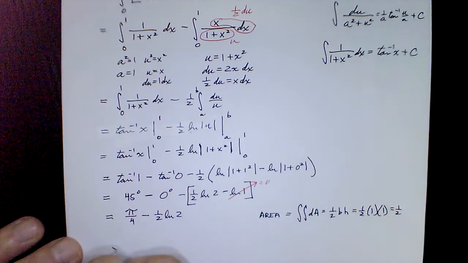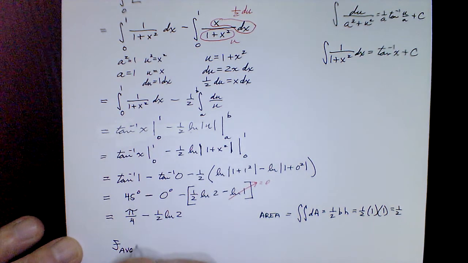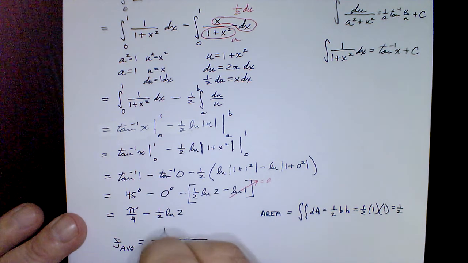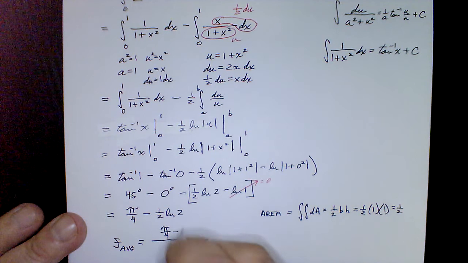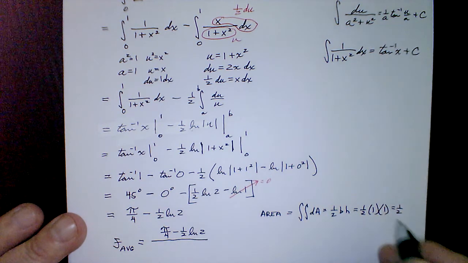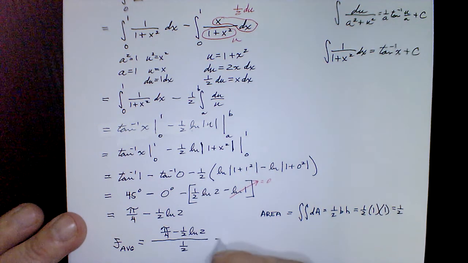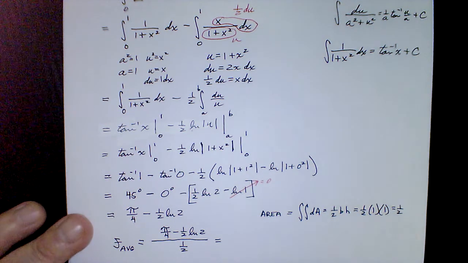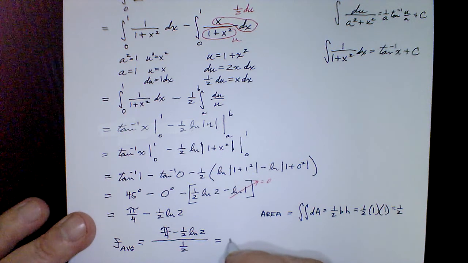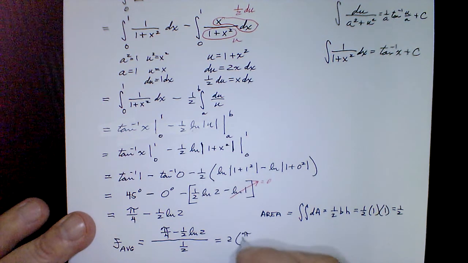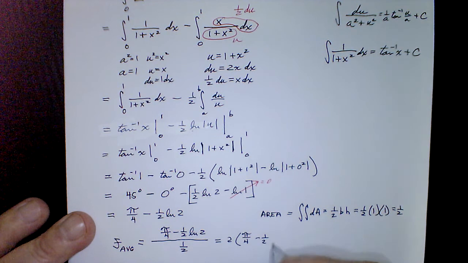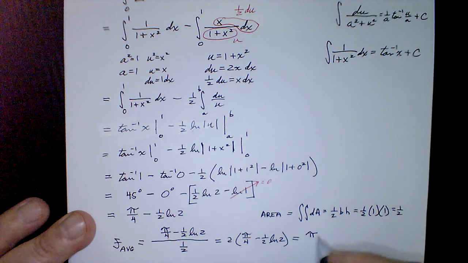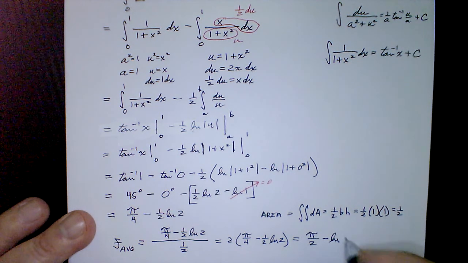So therefore the average value is, the numerator is the volume, pi over 4 minus 1/2 natural log 2. Denominator is the area, 1/2. If you invert and multiply and distribute the 2, if you want to show it this way, 2 times, literally show pi over 4 minus 1/2 natural log of 2, and then distribute your 2, get pi over 2 minus natural log of 2.